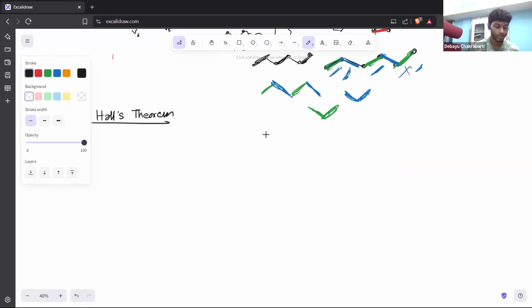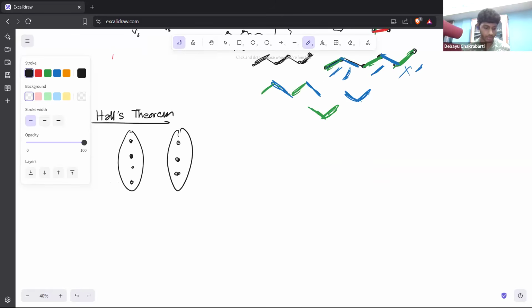So before you know what Hall's theorem is, let's just consider a bipartite graph. A bipartite graph, just in case you don't know what it is, you can divide it into two sets of vertices, say X and Y, such that there are no edges within each set. Two vertices xi and xj will have no edges between them, and yi and yj will not have any edges between them. You will only have edges across these two sets.